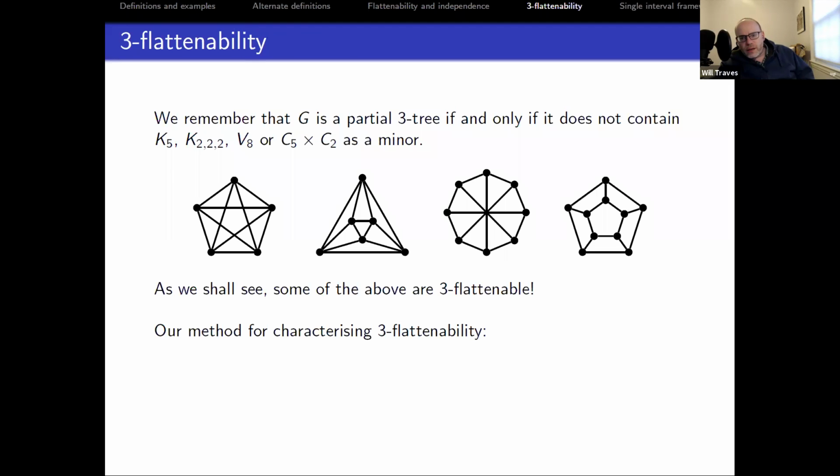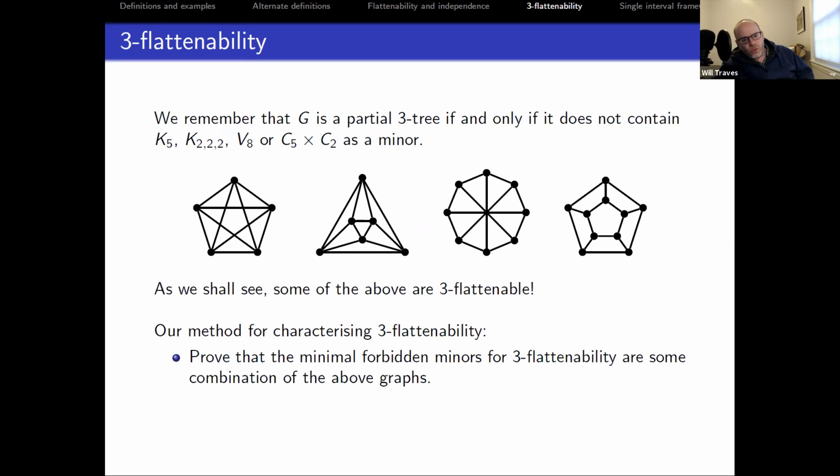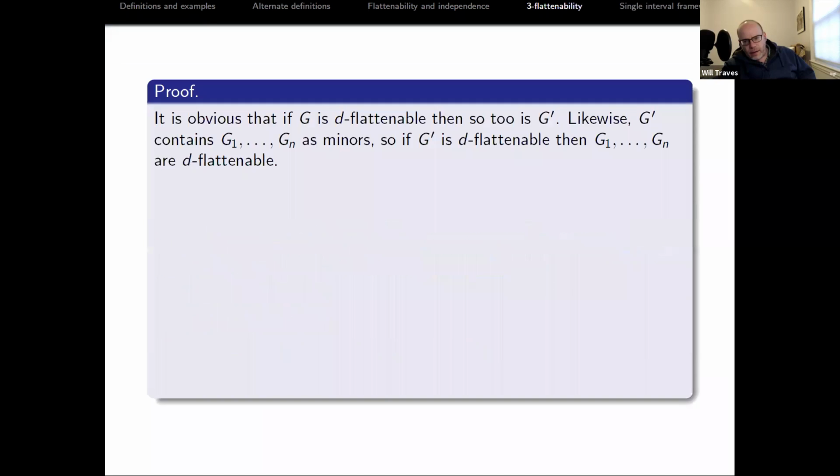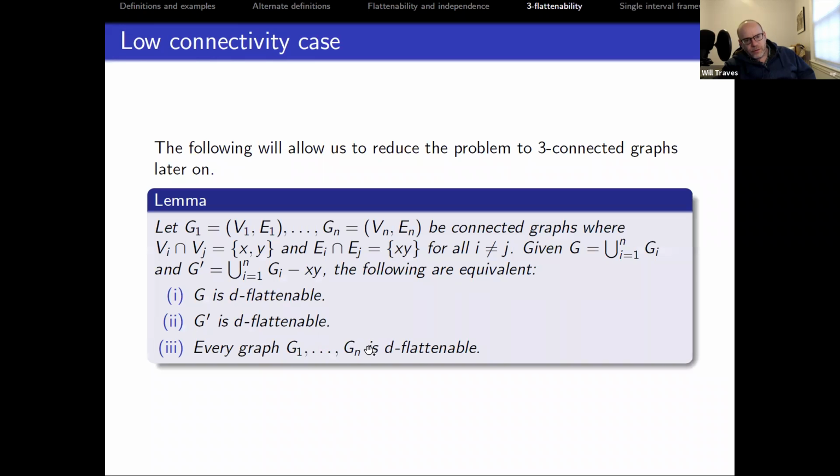Wait, Sean, why isn't that example why isn't that G prime for? Because of the two graphs, G1 and G2, one of them is K4, which is not 2 flattenable. Ah. So it does tie into this result, basically. Right. The result says they're, yeah.